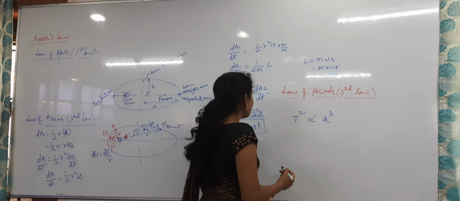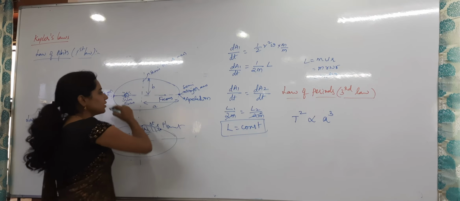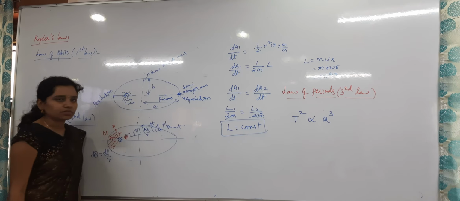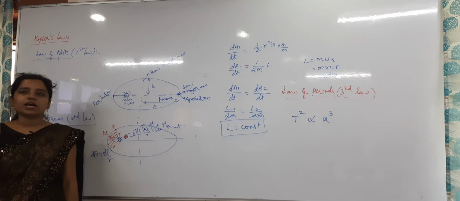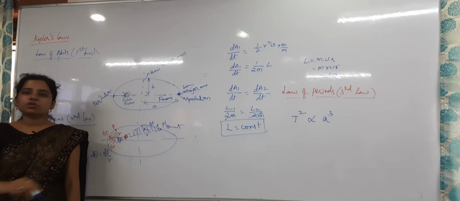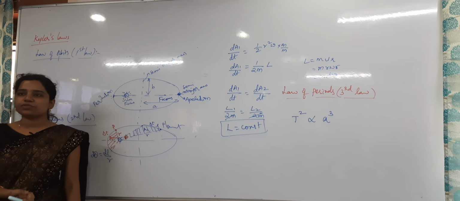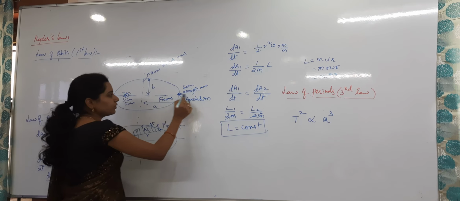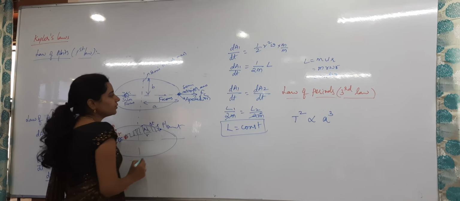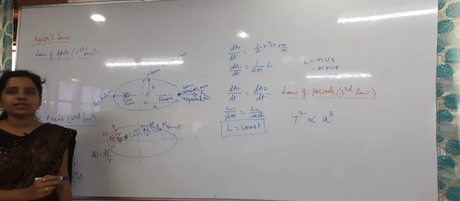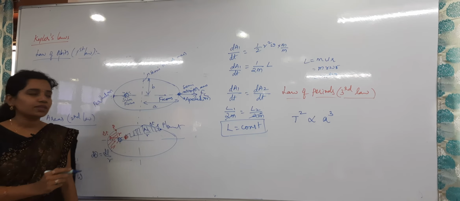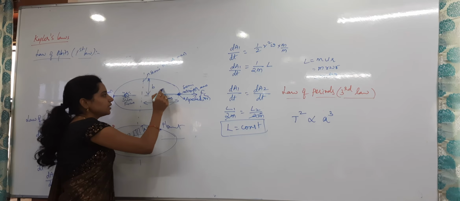Whenever a planet is revolving around the sun, in which motion is it revolving? In circular motion. So which force will be there? Centrifugal force will be there in this direction. Due to the sun, which force will be there? Gravitational attraction force will be there in this direction.